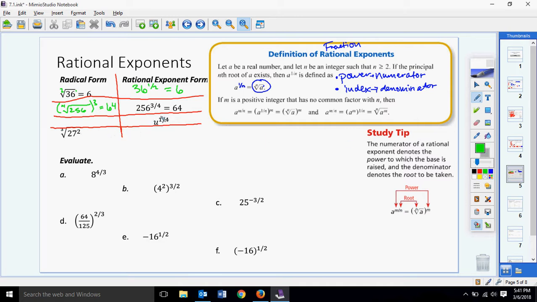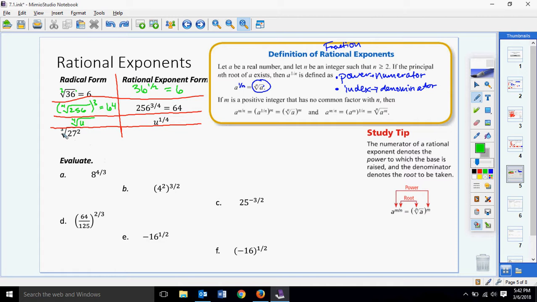All right, I have u to the 1/4. So I'm taking u to the 4th root, because 4 is my denominator, and 1 is the power that I'm raising it to. Now I don't necessarily have to write to the power of 1, so I can just write the 4th root of u.